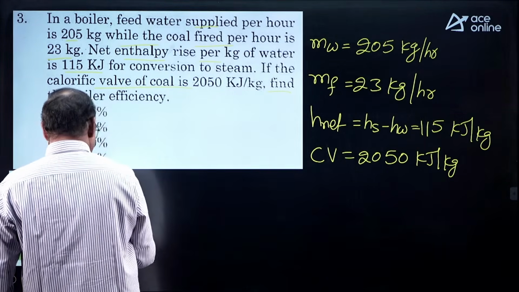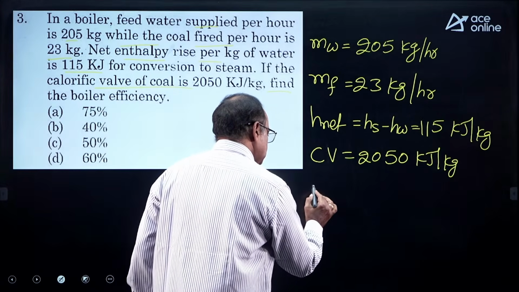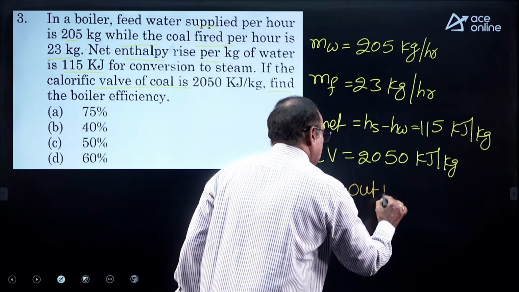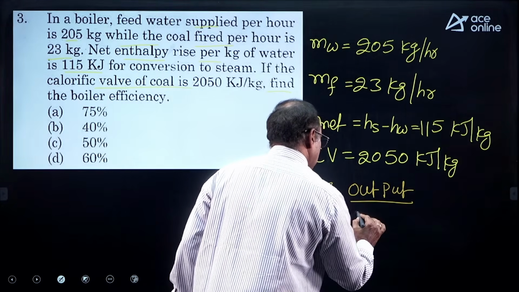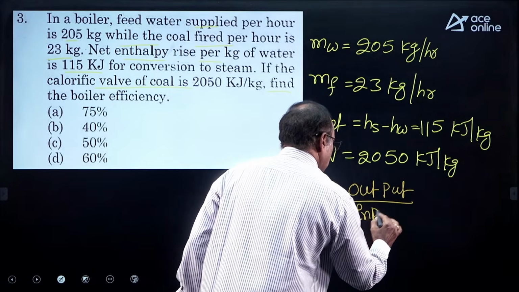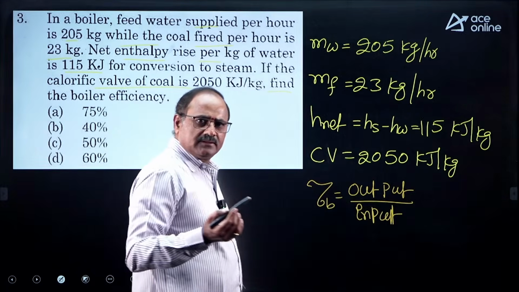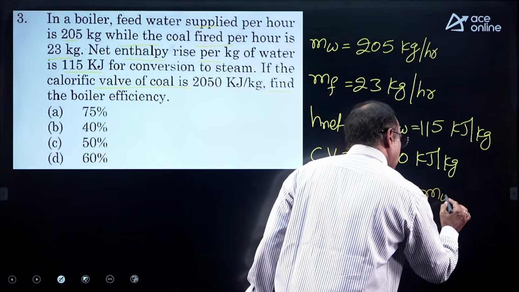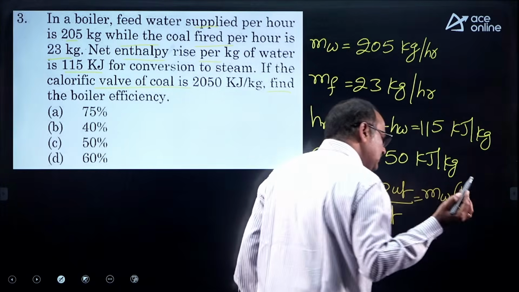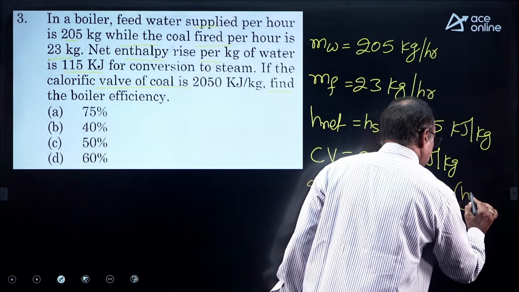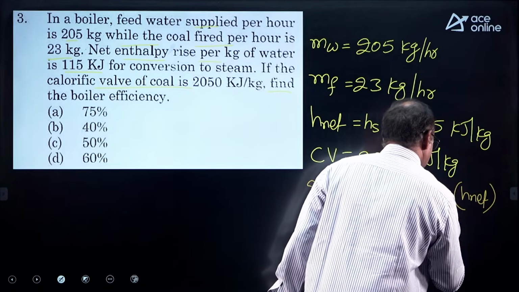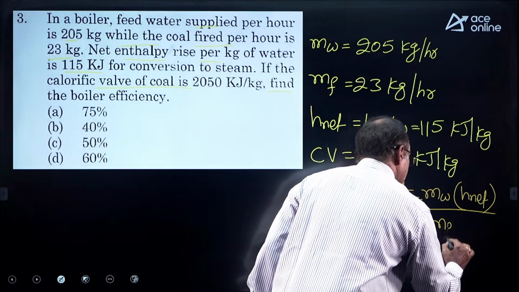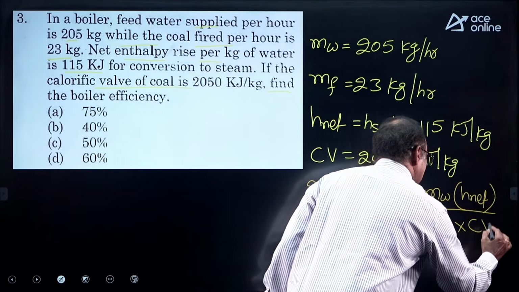Very simple. As you know, the boiler efficiency is equal to boiler output divided by boiler input. From the boiler what we are getting is the steam. The boiler output is nothing but mass of the water evaporating multiplied by the energy possessed by the water per 1 kg, that is the net enthalpy rise, divided by the input, which is heat supplied, that is equal to mass of the fuel burning multiplied by calorific value.